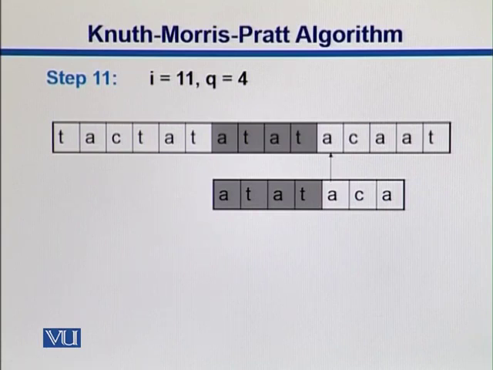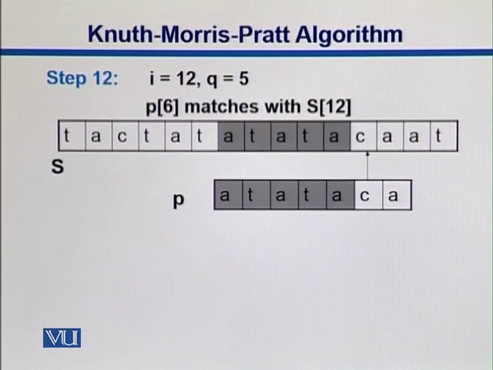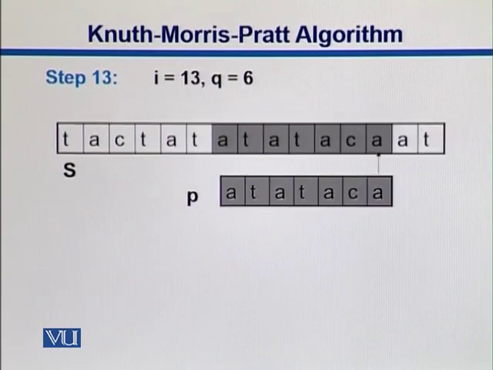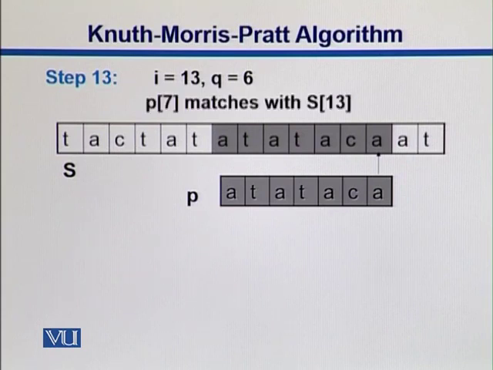So now our i is equal to 11. We are in the 11th step. Our q was 4 right now, so we have those 4 characters which are matched. P6 matches with S12, and in the same way, up till we reach the end, everything gets matched. So our q is equal to 6 right now. And after this last step, q becomes 7. So P7 matches with S13. q is equal to 7, which is also equal to m. So in this way, we have matched every character.